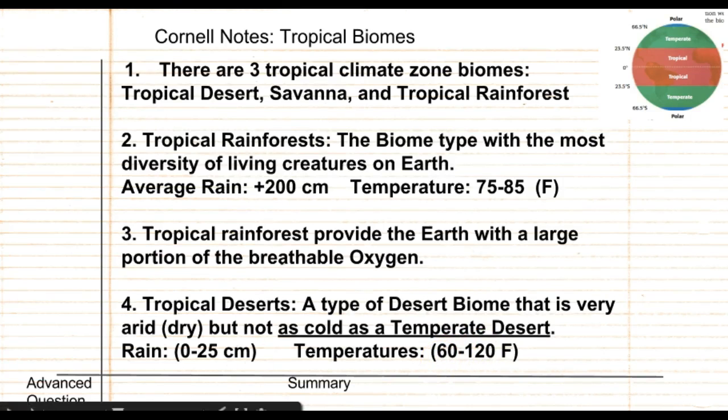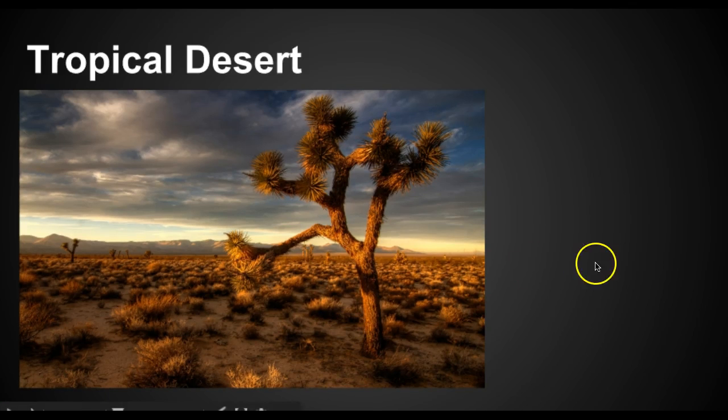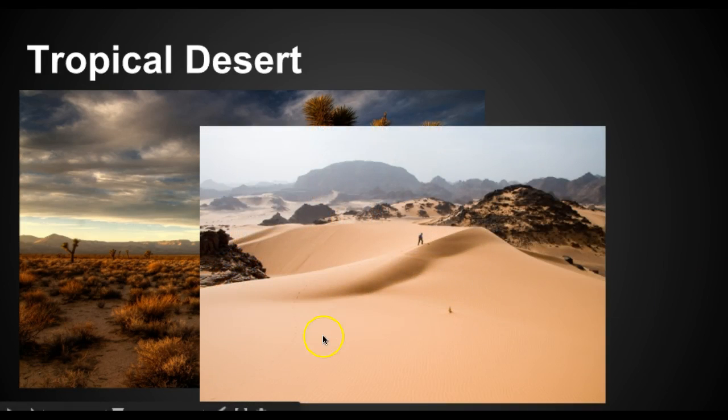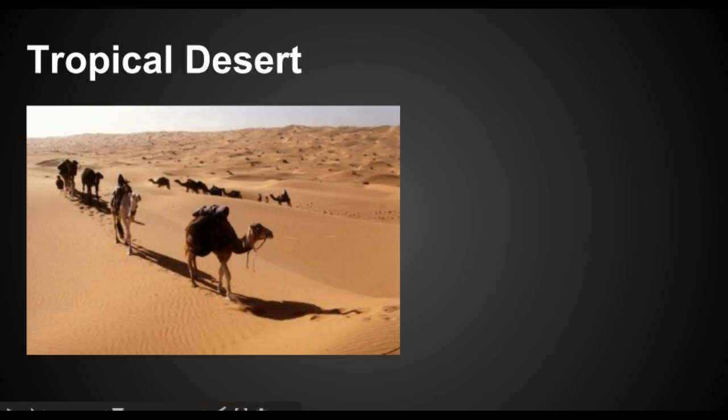Go ahead. Look at some pictures so we can see the difference before we finish up. So this one is not a tropical desert. This is a Joshua Tree, which is part of the Mojave Desert System, which is a temperate desert. And then you can see a tropical desert is much more sands, much more dunes. That's usually the key. Much more rock outcrops and much more sand is usually a sign that you're in a tropical desert, not a temperate one.